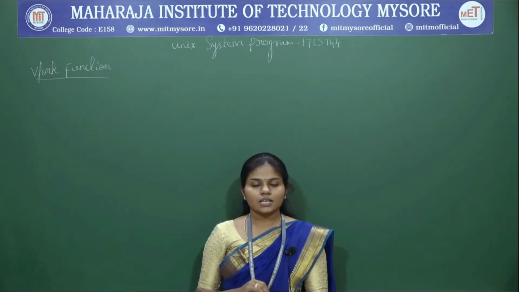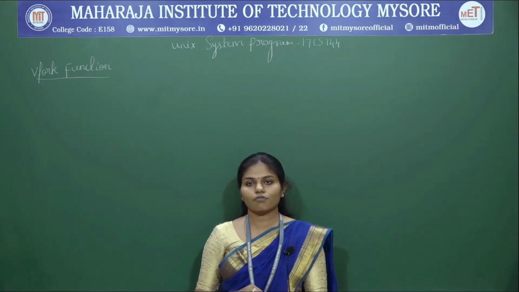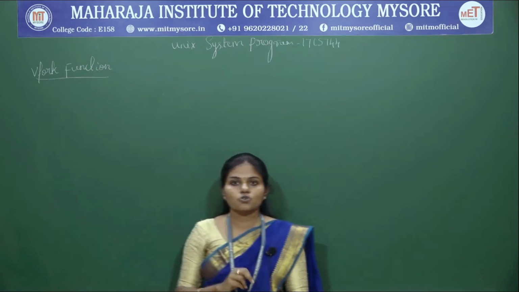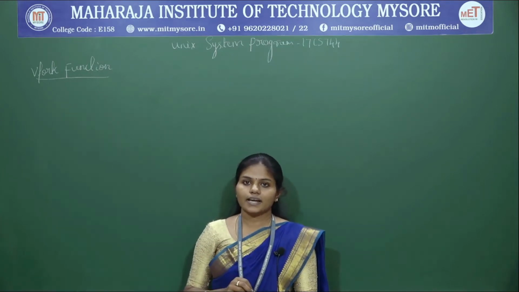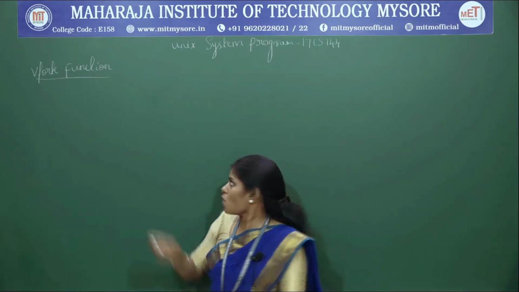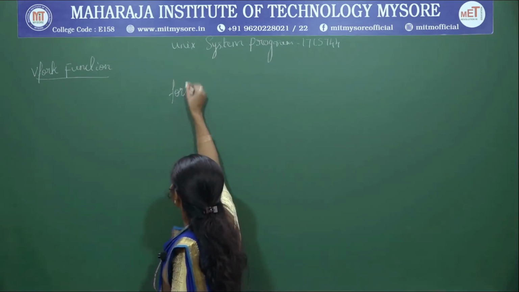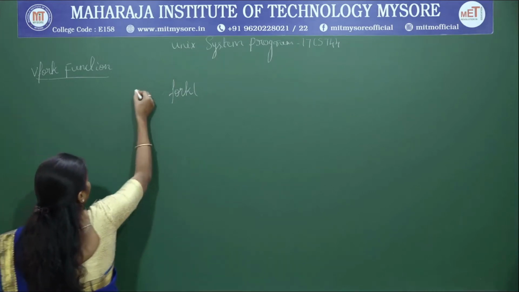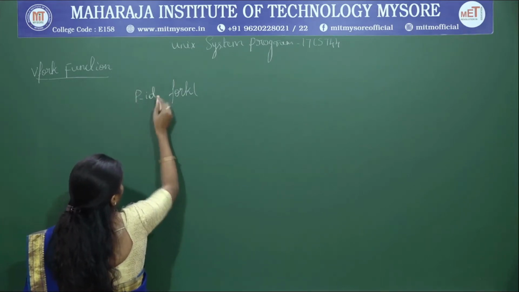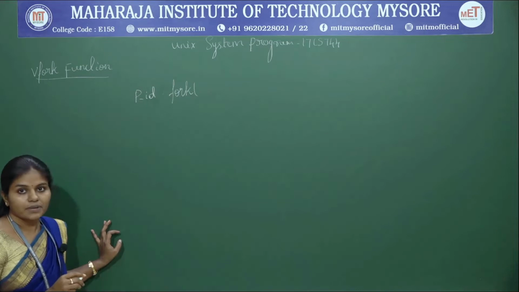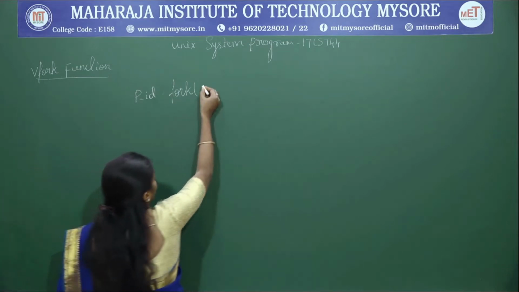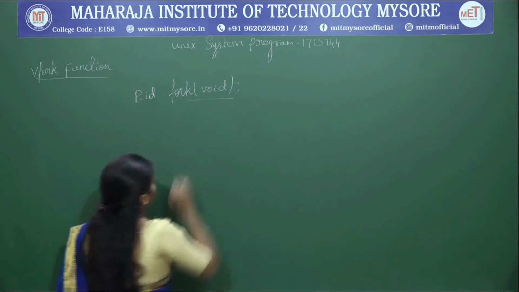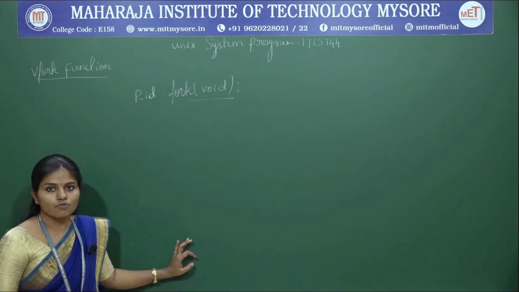In the last class we saw how the fork function works, right? So the fork function is used for what purpose? For creating a process. So what parameter does it take? The return type is pid_t, the fork function, and the parameter it takes is null.